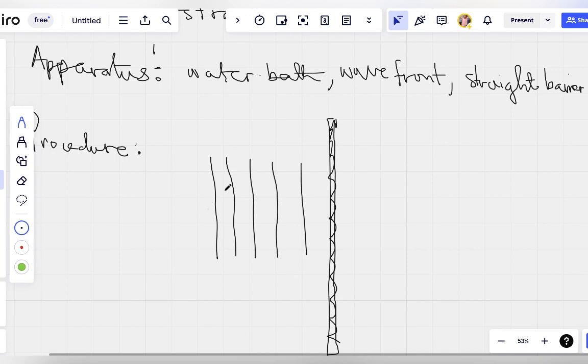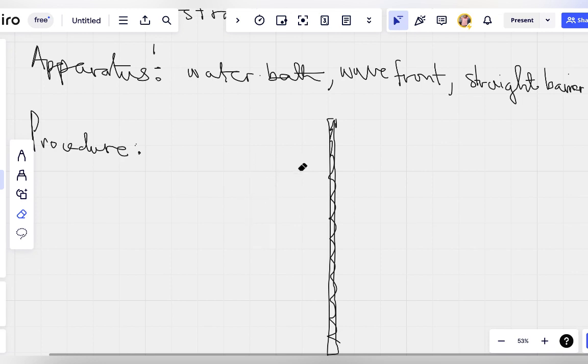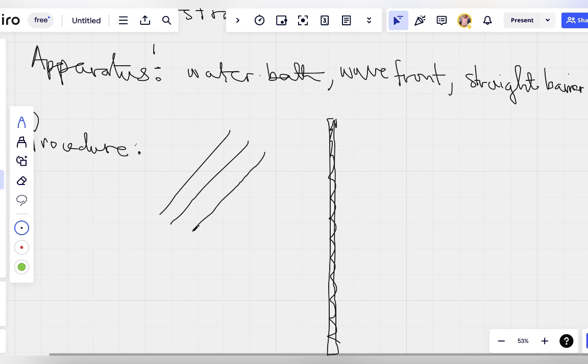I want to change the direction of this wavefront. Okay, I want the wavefront to be like this. That's why in the exam, for any drawing or plotting, it's better to use a pencil, don't use a pen, because in drawing you can make a mistake and you can easily erase it.